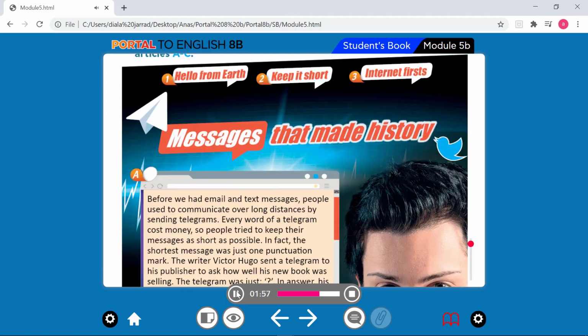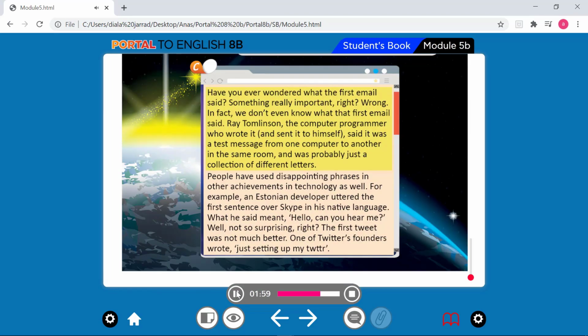Have you ever wondered what the first email said? Something really important, right? Wrong. In fact, we don't even know what that first email said. Ray Tomlinson, the computer programmer who wrote it and sent it to himself, said it was a test message from one computer to another in the same room, and was probably just a collection of different letters.